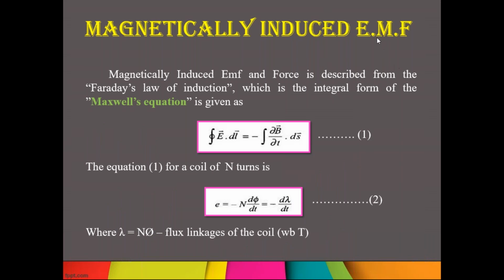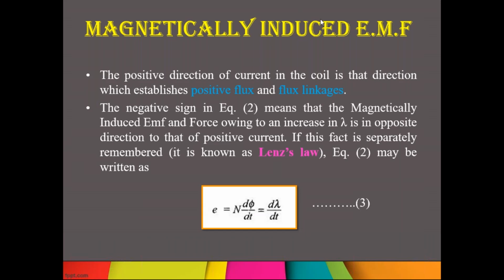From this equation you can get the EMF that will be induced in the coil and the force. Now I will tell you the meaning of this negative sign. Based on the current direction the flux linkage will happen. If the current is moving in the positive direction, then the flux linkage is also positive. Based on the current the flux will be generated like this. If it is flowing in this direction, then you will get the negative flux.